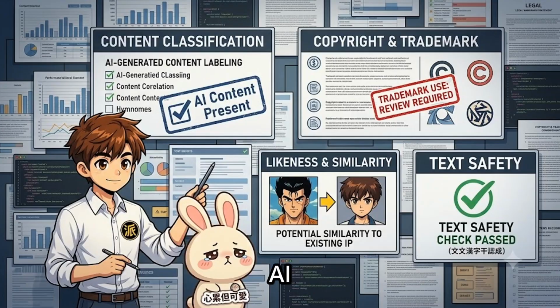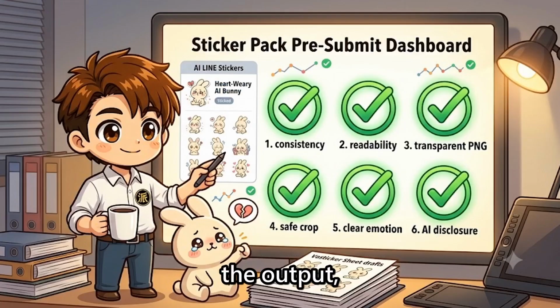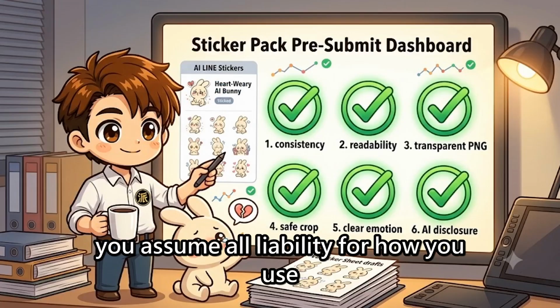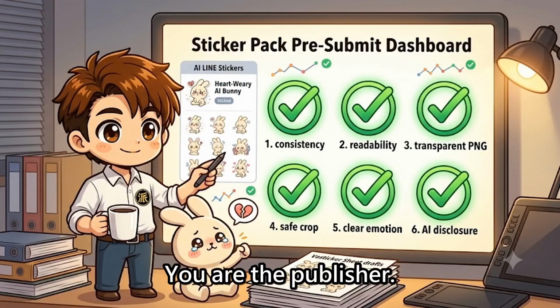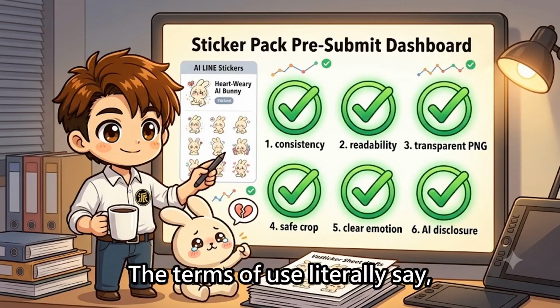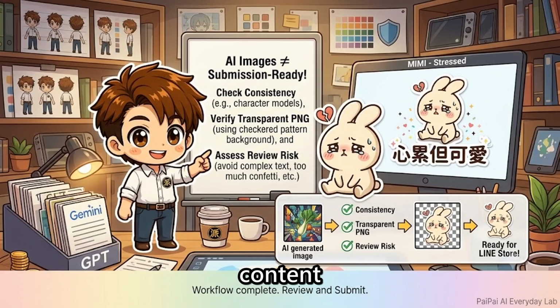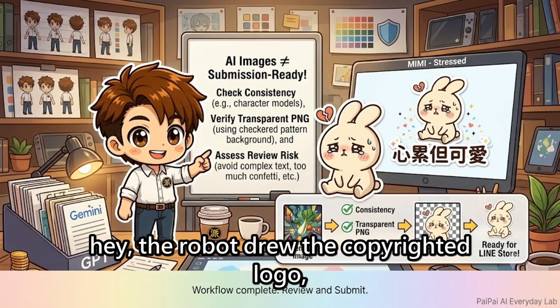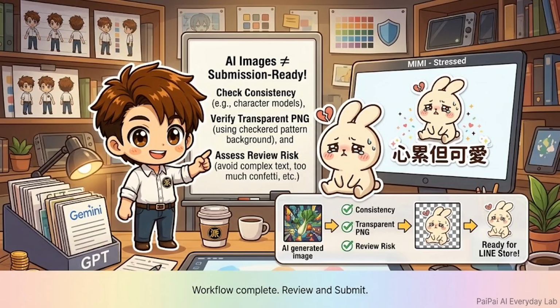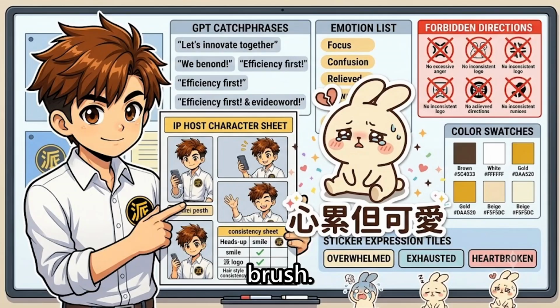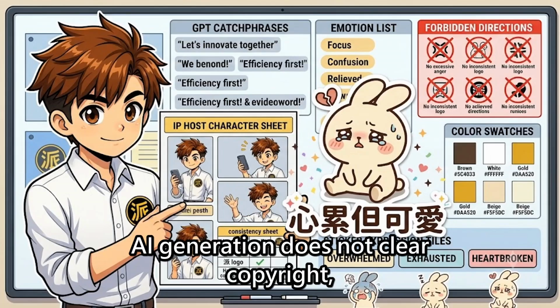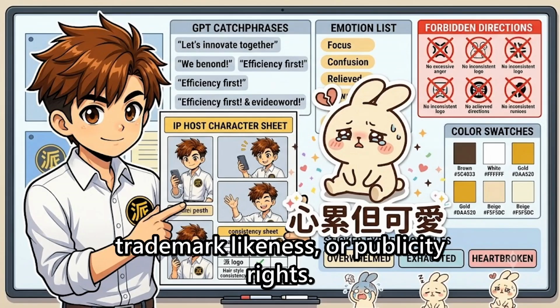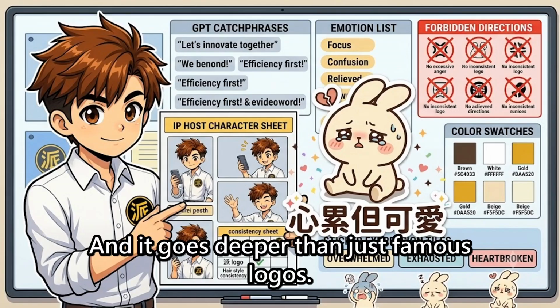If you read the terms of service for OpenAI or Google Generative AI, they explicitly state that while you own the output, you assume all liability for how you use it. You are the publisher. The terms of use literally say you are responsible for ensuring the content doesn't violate any applicable laws. You cannot point the finger at ChatGPT and tell the LINE review team, hey, the robot drew the copyrighted logo, not me. The review team does not care who held the brush. AI generation does not clear copyright, trademark, likeness, or publicity rights. That's all on you.